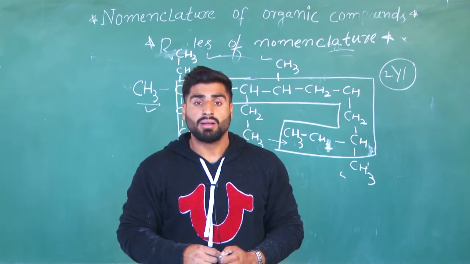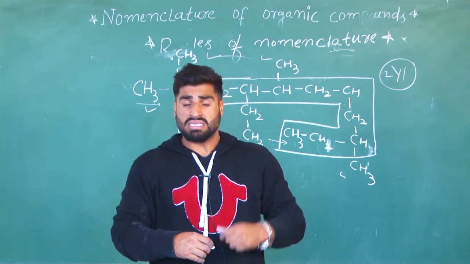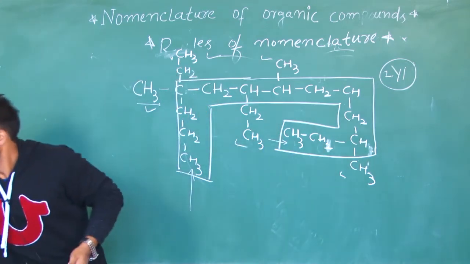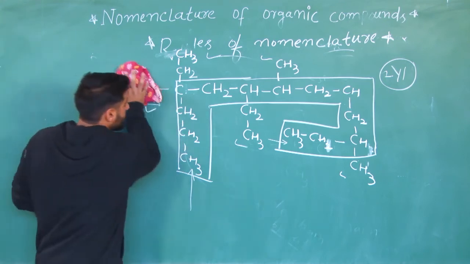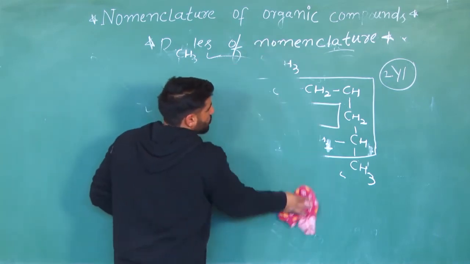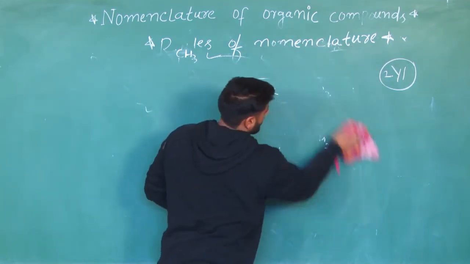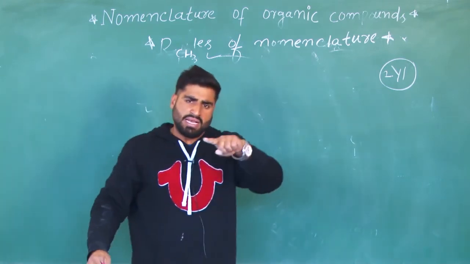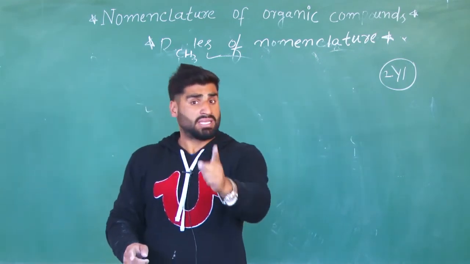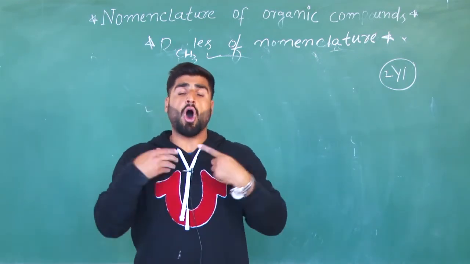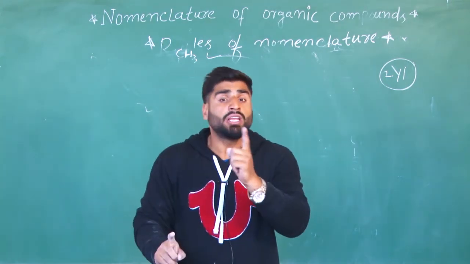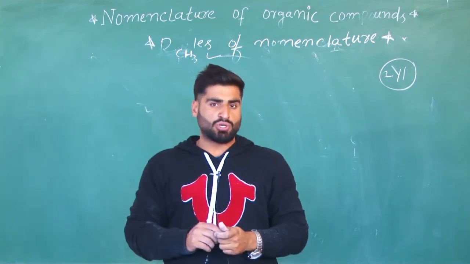That very rule is the selection of the longest chain. After that comes, I will be writing the rule, the lowest set of locants rule. There are actually two rules, the lowest set rule and the lowest sum rule. But the lowest set rule is the universal rule applicable for all compounds. So we will be using only one rule, that is the lowest set rule of locants.